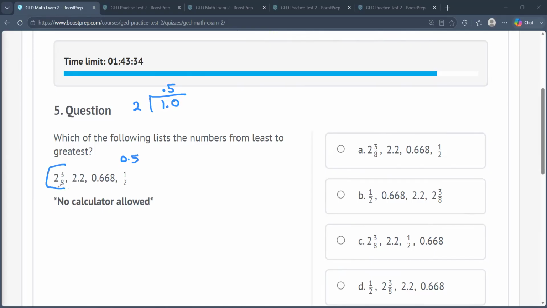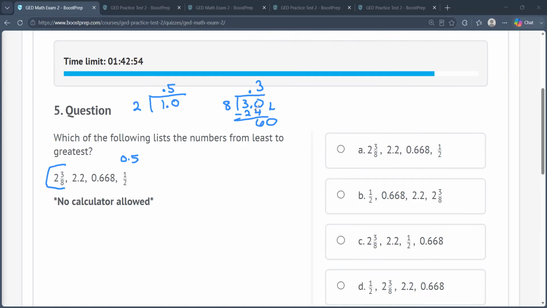Now, what about 2 and 3/8? I want it as a decimal, not a mixed fraction. So all we've got to do is convert that 3/8 into a decimal. Put 3 inside, 8 outside, and line the decimal at a 0. How many times does 8 go into 30? 8 times 3 is 24. 8 times 4 is 32. So it would be 3. 8 times 3 is 24. 30 minus 24 is 6. Bring down the 0.